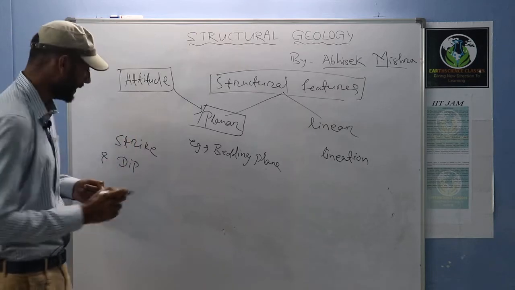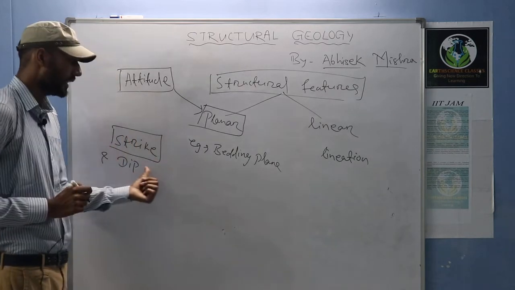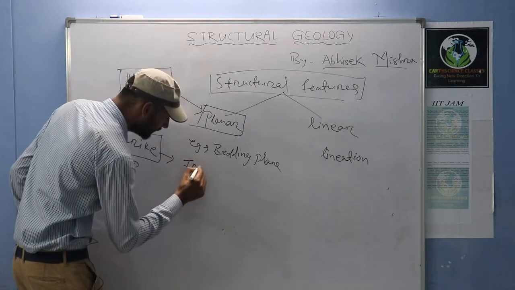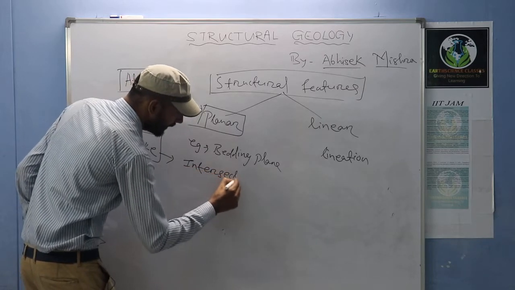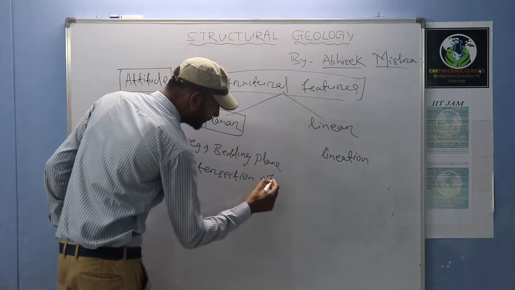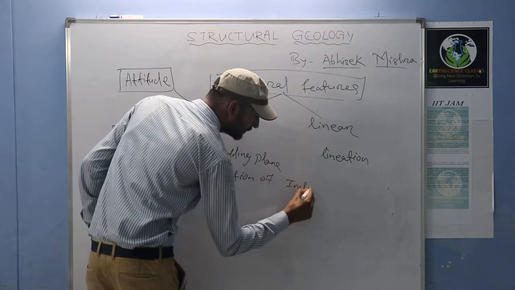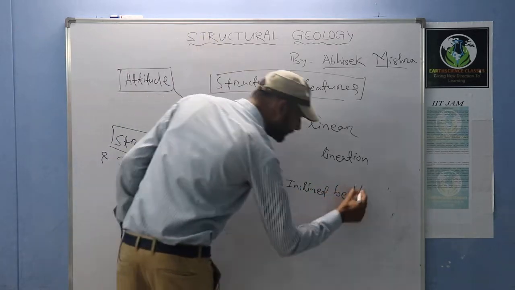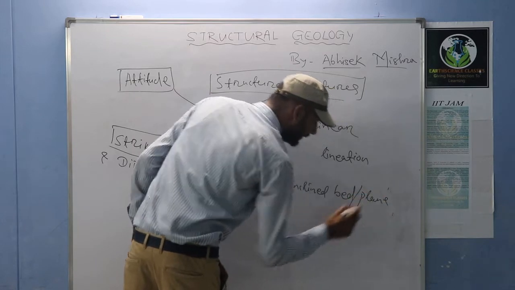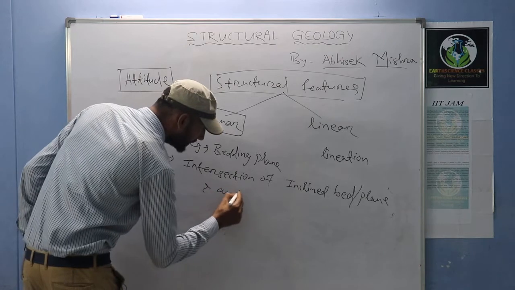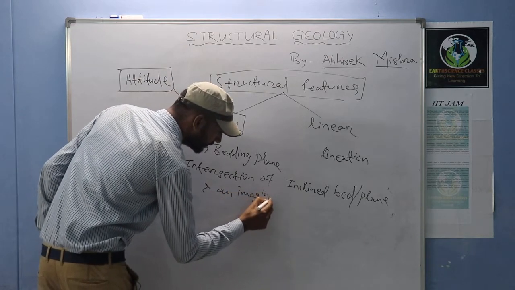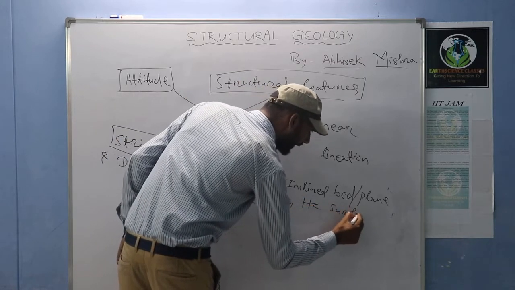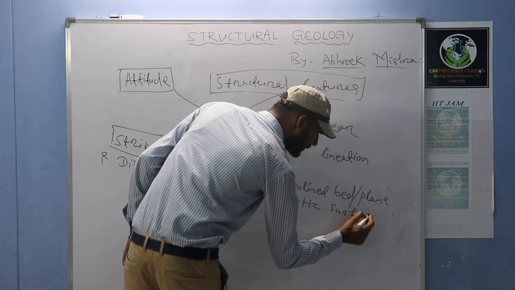So let's define what is strike. Strike is nothing but the intersection of an inclined bed or inclined plane, and an imaginary horizontal surface.